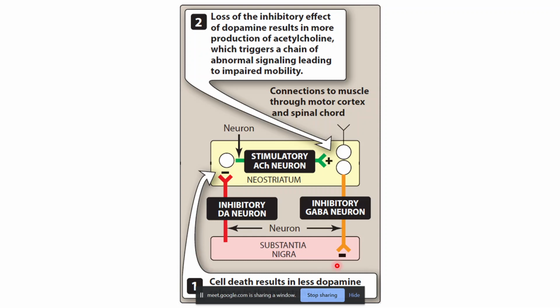So the substantia nigra that is here in the rose color has the dopaminergic neurons that are inhibitory, that are red here, and they end up at the neurostriatum that is yellow. And in the neurostriatum they inhibit the neurostriatum. Also the neurostriatum has inhibitory GABA neurons that are connected with the substantia nigra, and they also are inhibiting. GABA neurons are here in orange.